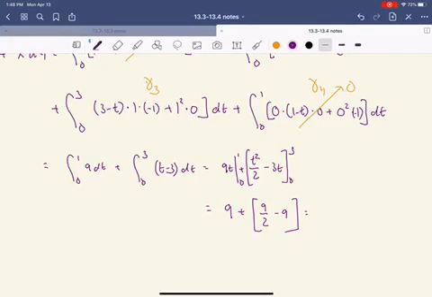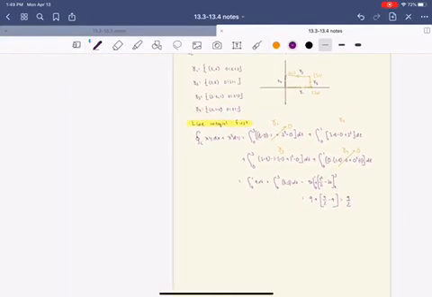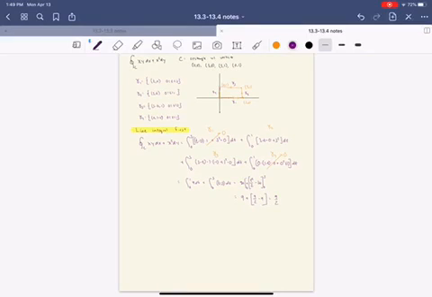And you get 9/2. So that was the really long, convoluted way to do this. What was the point? Just to show you that that's the answer.